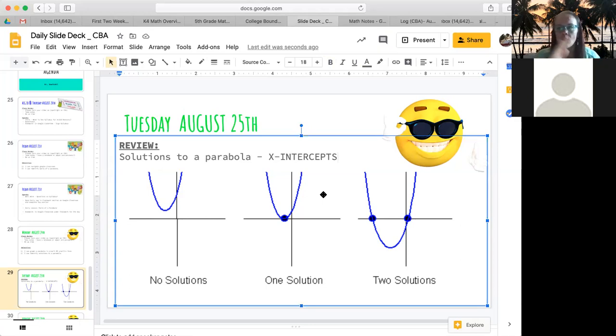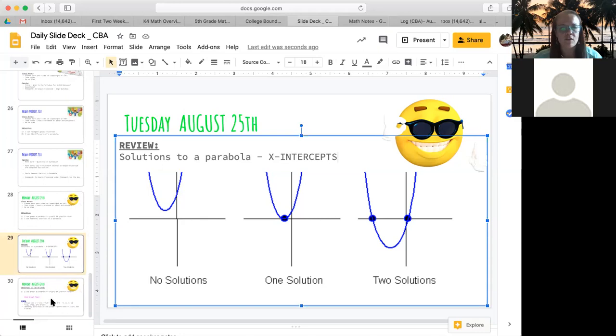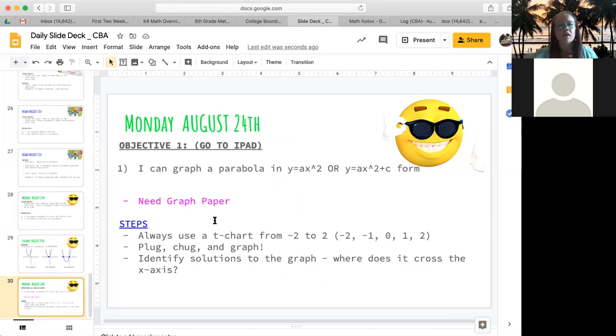So this is like the whole deal for this entire unit. Whether we factor or we use our quadratic formula later, we want to know what the solutions are. The solutions are where it is crossing this x-axis. Okay, so what we're going to get into today is graphing. Our purpose today is that we can graph a parabola. We're going to do the easy ones today, where we just do a simple t-chart from -2 to 2.